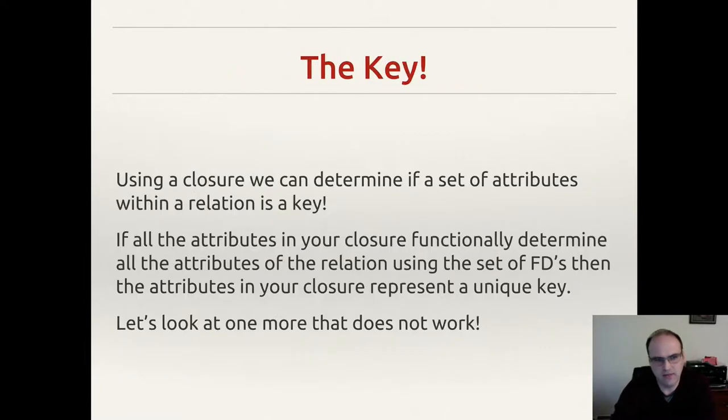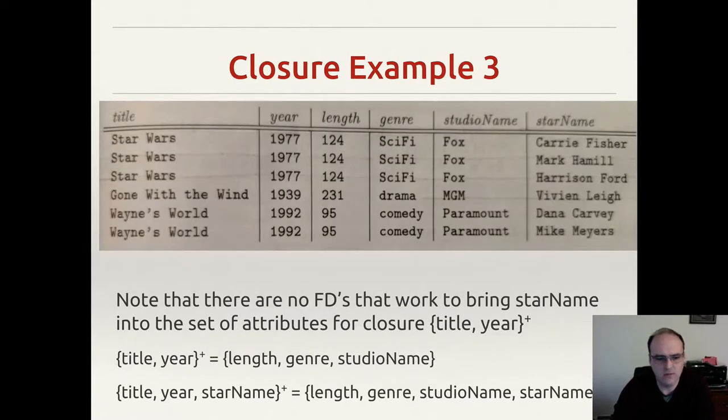So if we go back and look at this one, we'd have to test title. And then we'd have to test year and length, or maybe we test title, and then we test title, year, and length, and title, year, length, and genre. Now, if we had tested title and year in the first one, we would have hit success right there, and we would have been done. But this is the one with star name. So let's say we do title first, title, year, no, that's not going to work. Title, year, length, not going to work. Title, year, genre, not going to work. Title, year, length, genre, studio name, not going to work. Title, year, length, genre, studio name, star name is going to work.